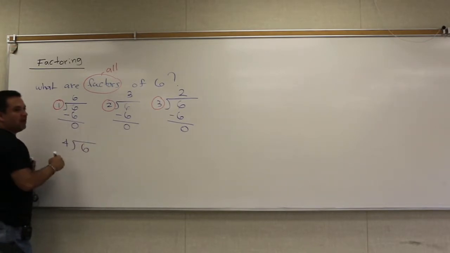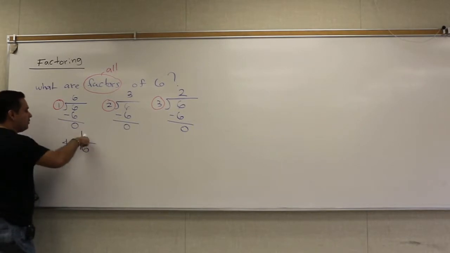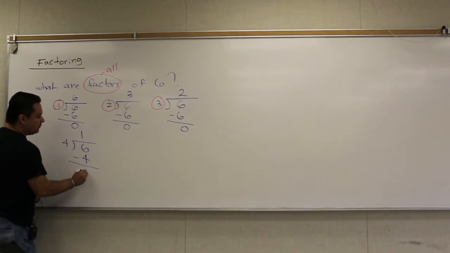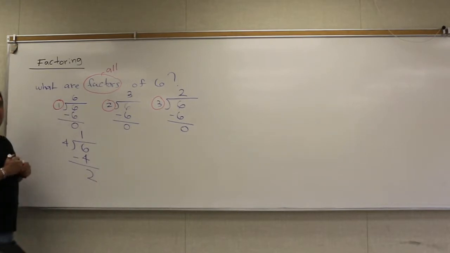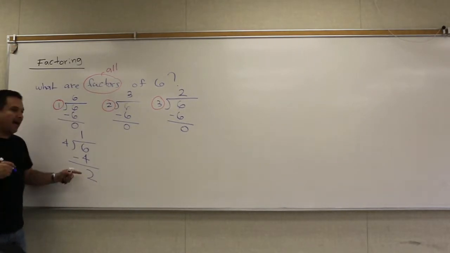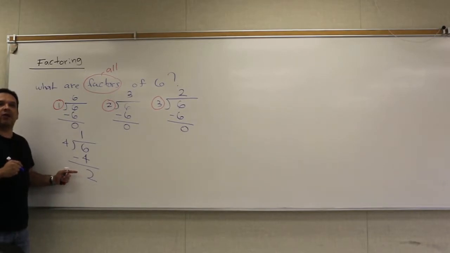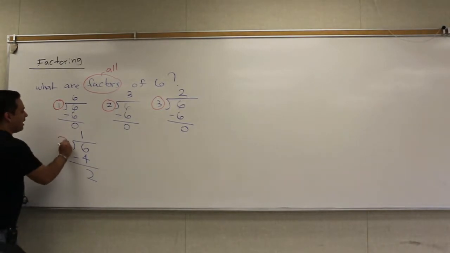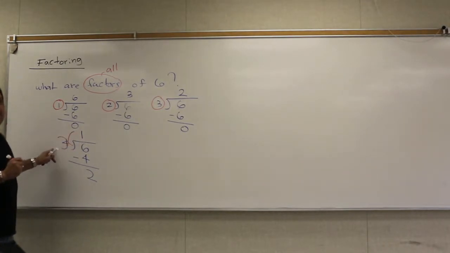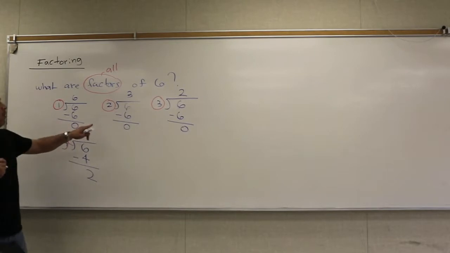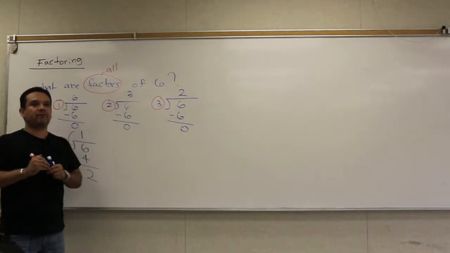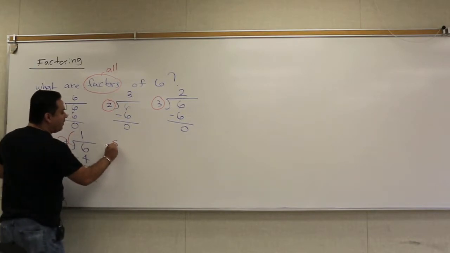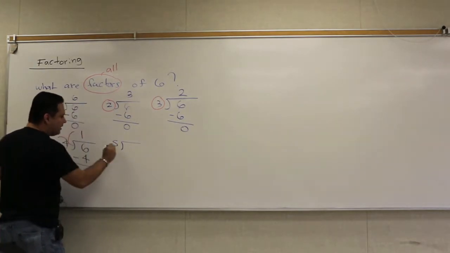4 goes into 6 how many times? Once. 1 times 4 is 4. Subtract. What's 6 minus 4? That's 2. Do you guys know that's a remainder of what? 2. What does that mean about the number 4? It's not a factor. In order to be a factor, it has to divide the number with a 0 remainder. I remember this in high school. Yep. What about 5? Is 5 a factor? No. It's not. How do you guys know?